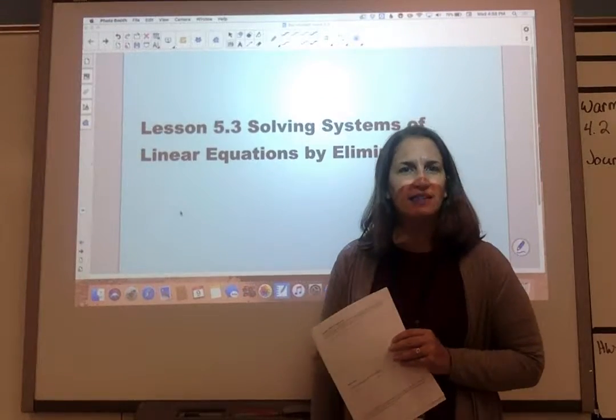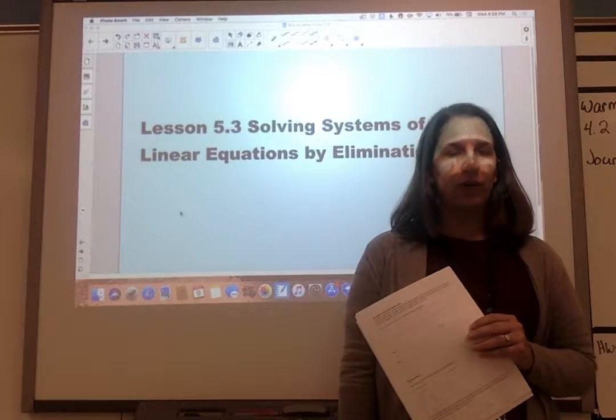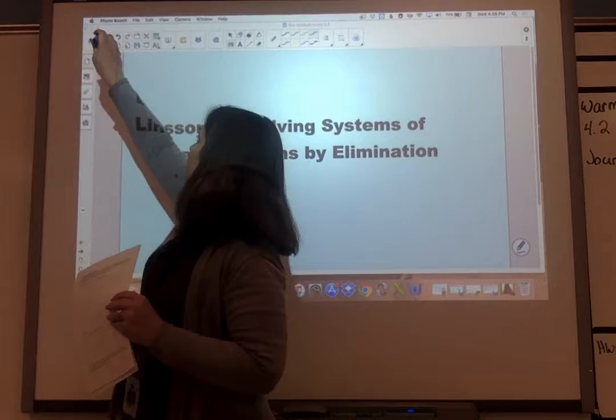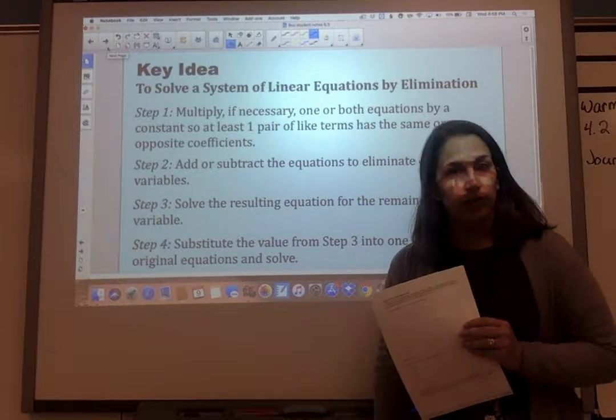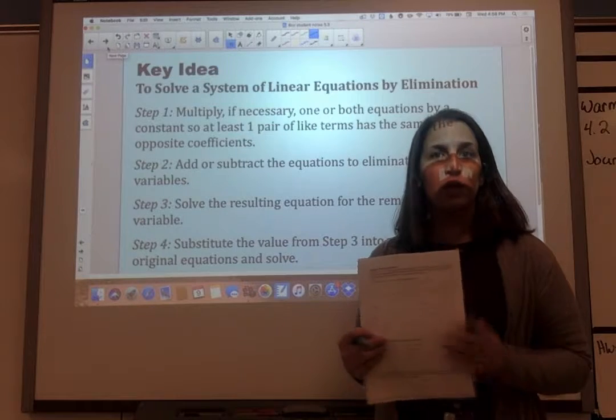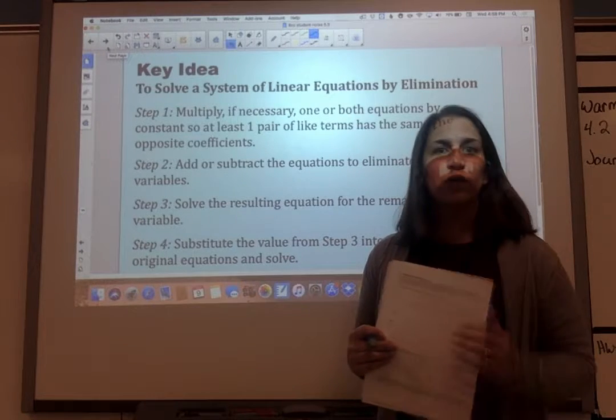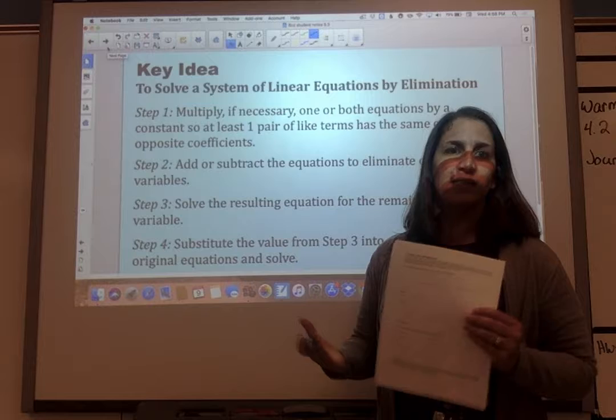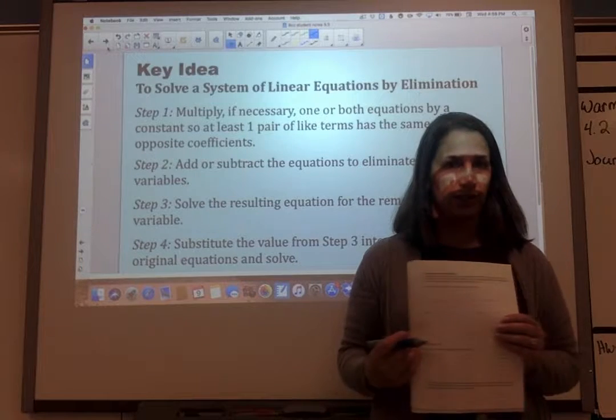Hey students, today's lesson is on solving systems of linear equations by elimination. Here are the steps that we'll solve. First, we're going to multiply, if necessary, one or both of the equations by a constant so that at least one pair of like terms has the same or opposite coefficients.